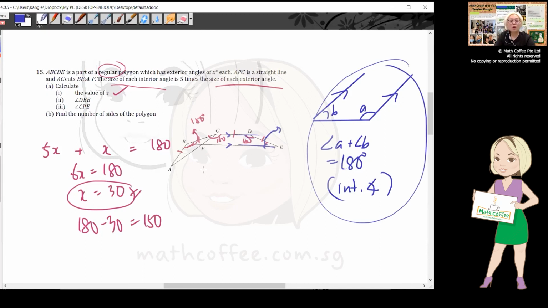So angle DEB is simply 180 minus 150, so it's 30. Don't come and tell me that this answer and this answer are the same. It's just a coincidence. So 180 minus 150 is 30, just because these two are parallel lines. So I've settled this and this.